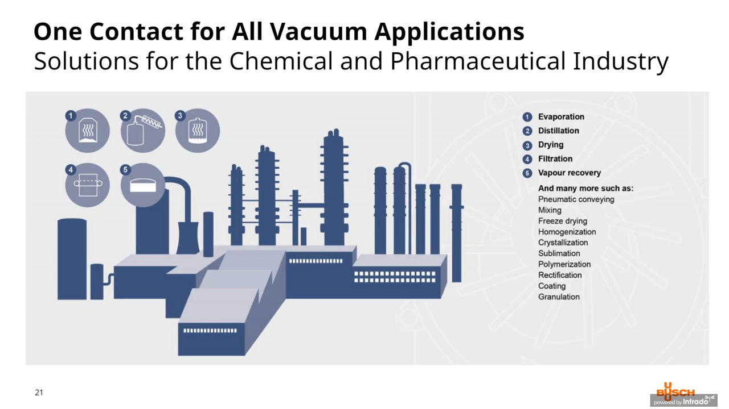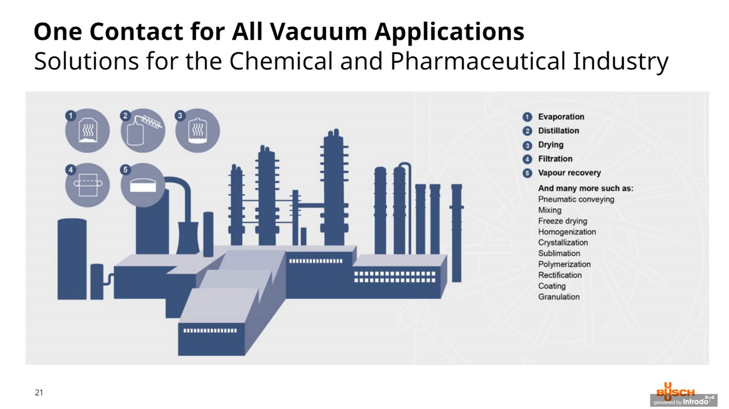Now, in the case of using solvents, it's sometimes good to have a post-condenser, particularly if you have a dry screw pump, so you can collect the solvents at the end. Or if you use a liquid ring, sometimes you can actually use the solvent itself as a sealant.